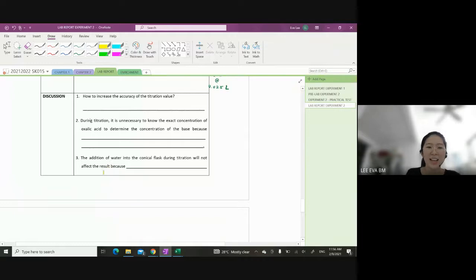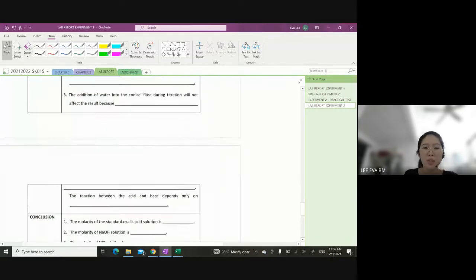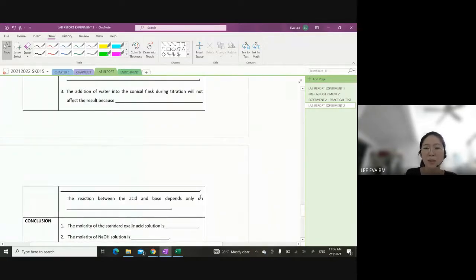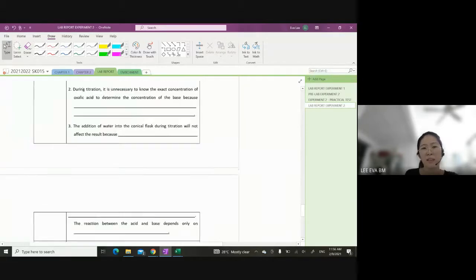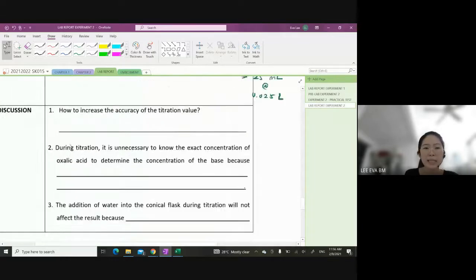And number 3, the addition of water into the conical flask during titration will not affect the result because it also has something to do with the number of mole. And the reaction between acid and base depends only on stoichiometry. So for the discussion part, you can write your own sentences.